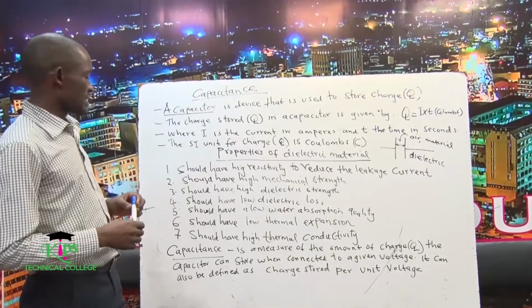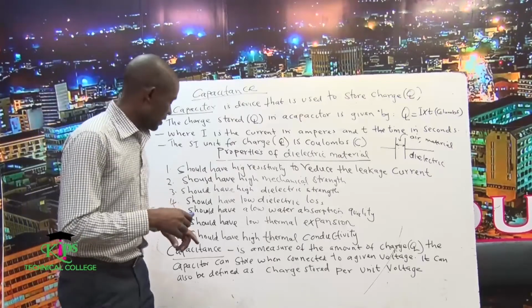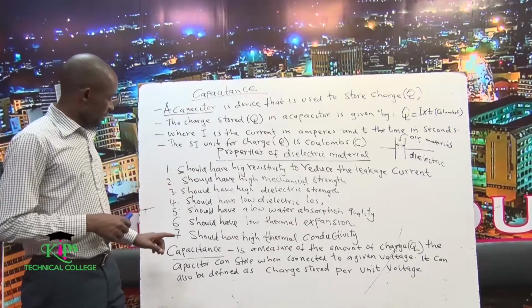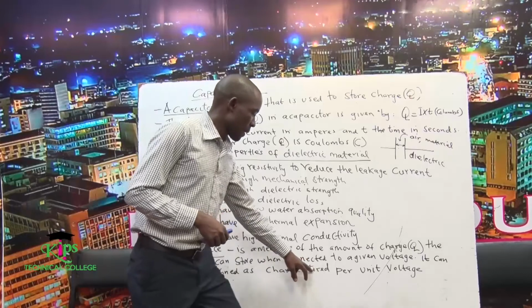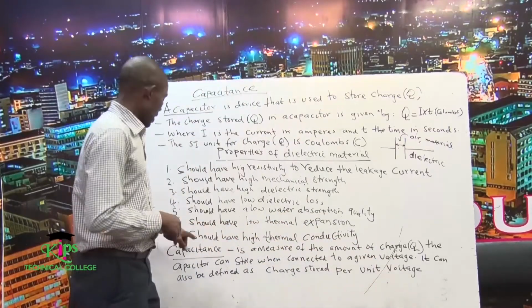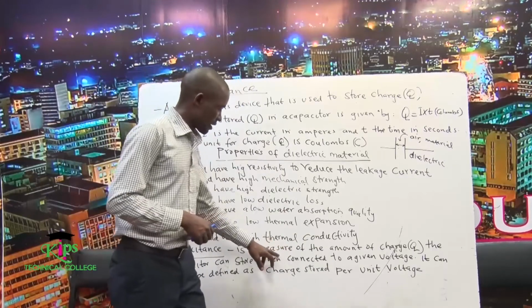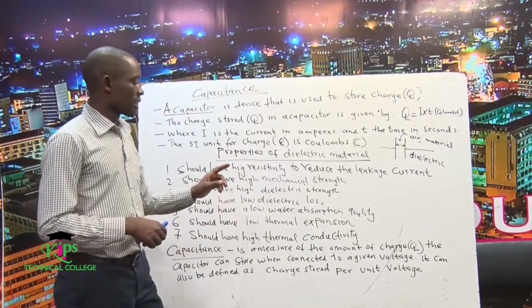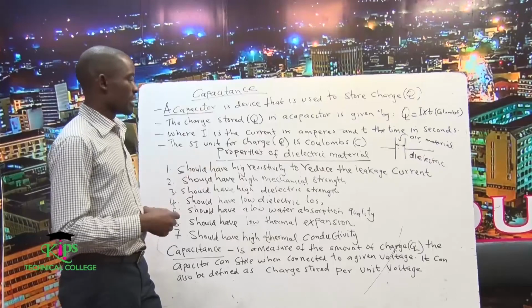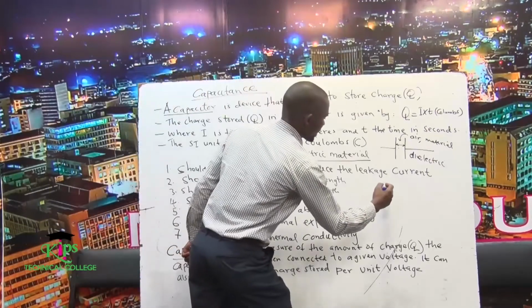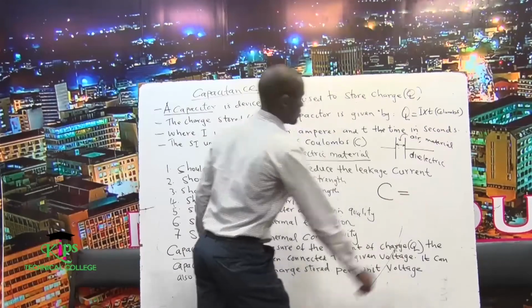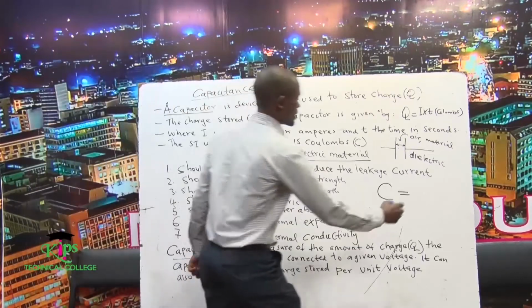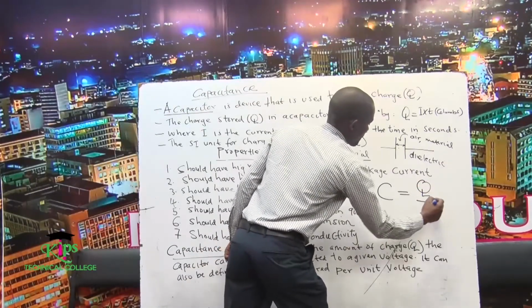It can also be defined as charge stored per unit voltage. This other definition will assist us to come up with the formula. We are saying it is defined as the charge stored per unit voltage. Remember our earlier definition was it is a measure of the amount of charge the capacitor can store when connected to a given voltage. So we can say capacitance, which is denoted by letter C, is equal to the charge per unit voltage.